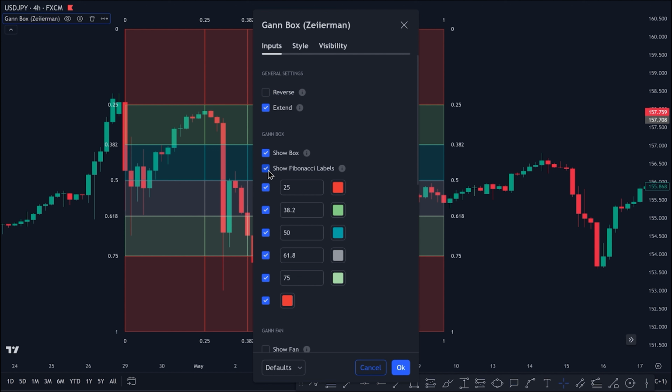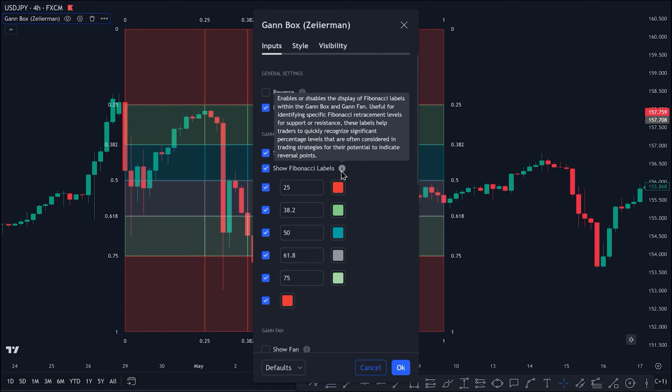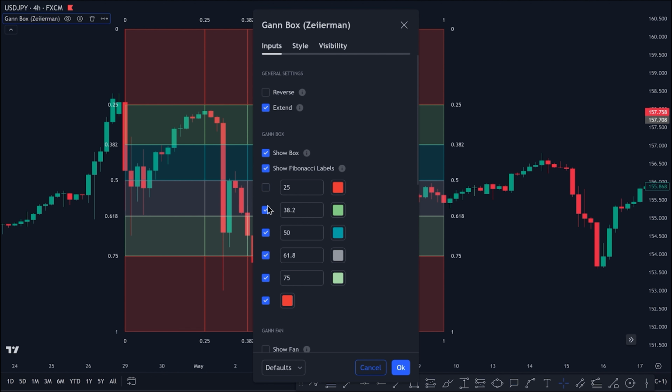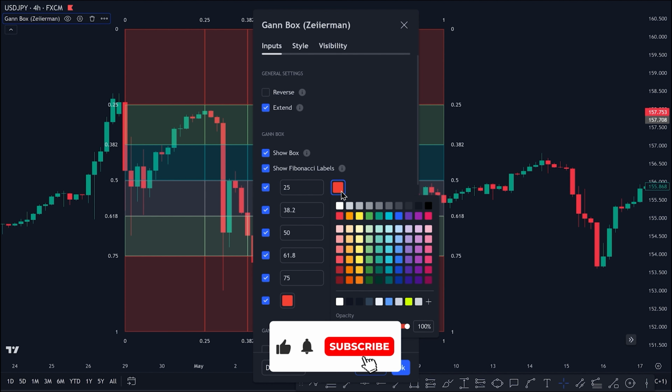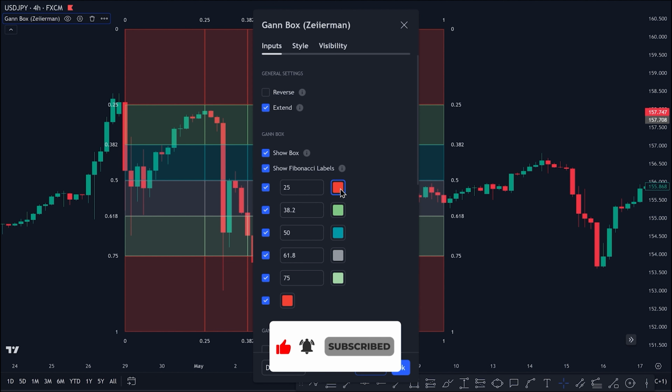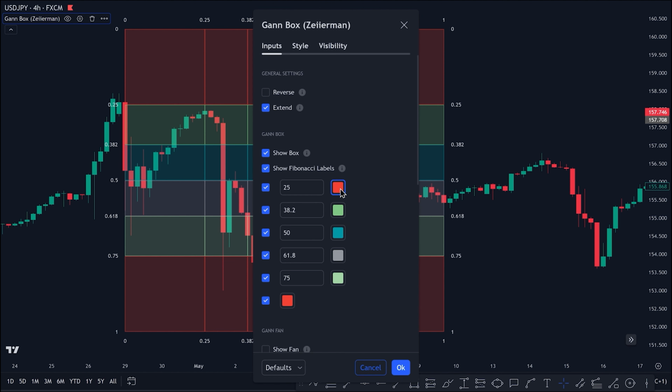You can also show Fibonacci labels within the Gann box to mark specific Fibonacci retracement levels, aiding in recognizing significant levels for potential reversals. The box visibility setting allows you to enable or disable individual boxes within the Gann box, providing flexibility in focusing on specific levels of interest. You can define the Fibonacci levels within the Gann box to customize them according to your specific analysis needs, and enhance visual clarity by customizing the color of each level.